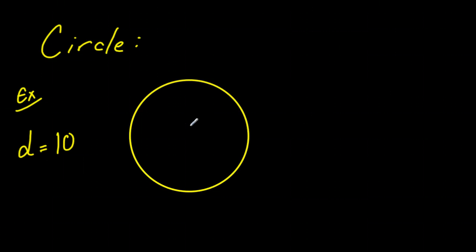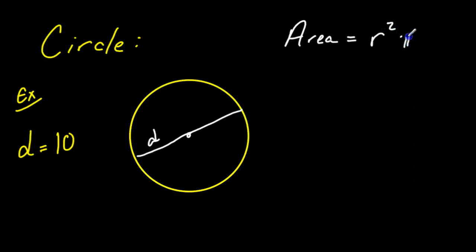All right, let's move on to a circle now. A circle that has D equals 10, that means the diameter is 10. Diameter is the length all the way across the circle, and it's a big important thing that the diameter must pass through the center of the circle. Must pass through the center of the circle. But the formula for it is that area equals R squared pi.